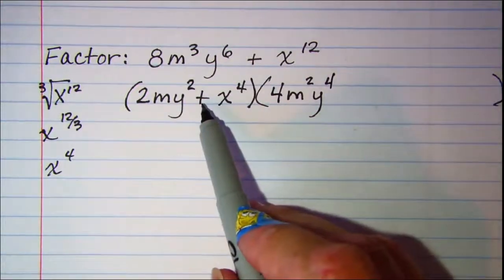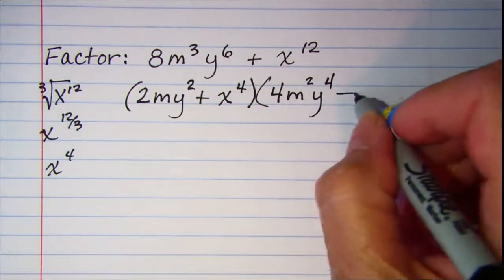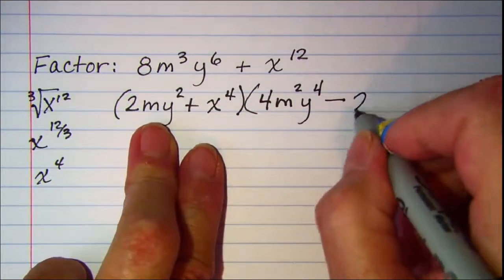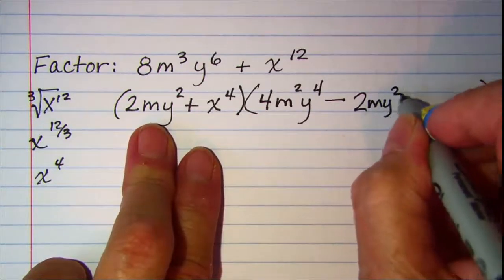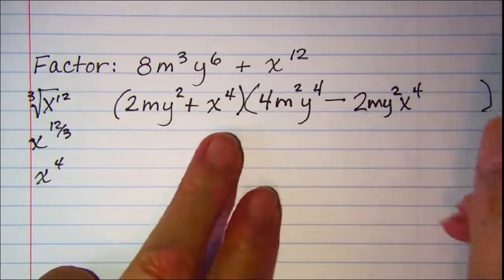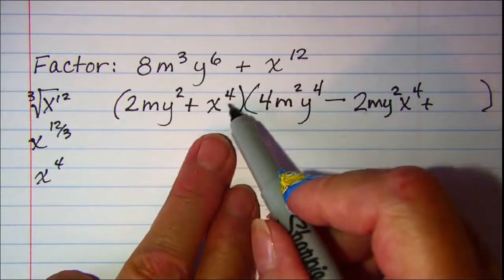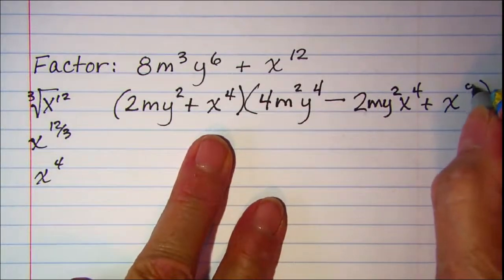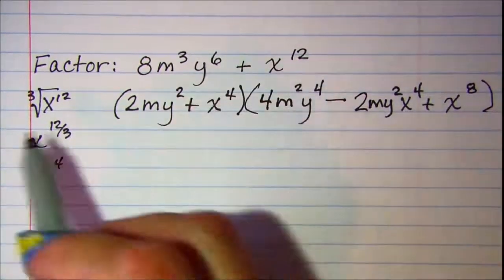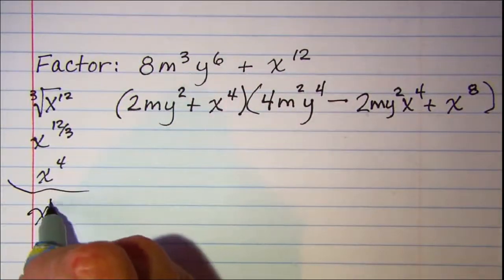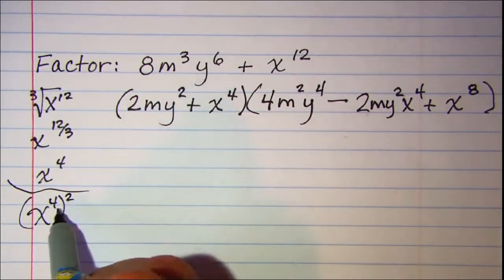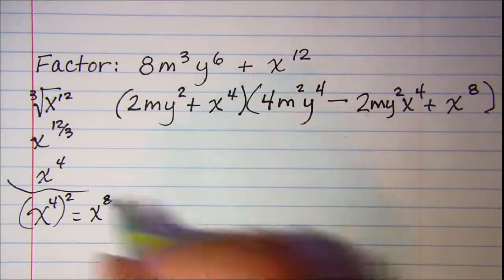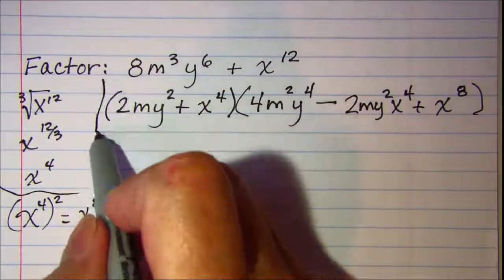Now I've not used my minus sign yet, so I'll need a minus on this next term. Multiply the two terms together. So 2my squared x to the fourth, and then plus x to the fourth raised to the second power is x to the eighth. Remember that you multiply exponents when you raise a power to a power. So this is x to the eighth. This is my factored form.